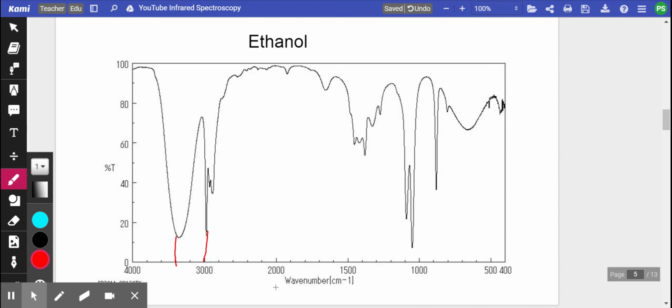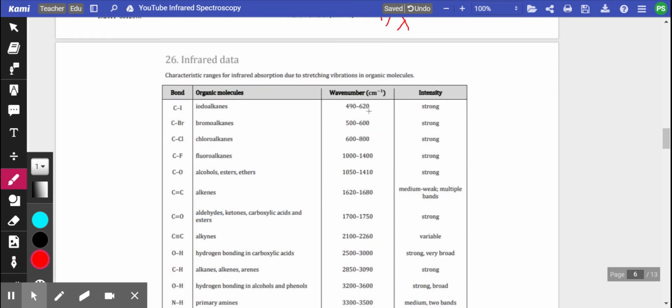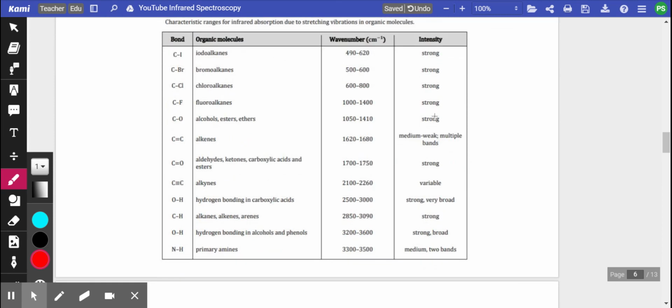On the x-axis, you can see a value, wave number. Now, this is the same thing as the reciprocal of wavelength, 1 divided by lambda, or wavelength. Okay, in the IB, you get this data table, and it tells you where you can expect to see different bonds, at what wave number and what intensity. Okay, in the second part of this video, I'm going to be going through different functional groups, different compounds, and what the spectrum would look like.